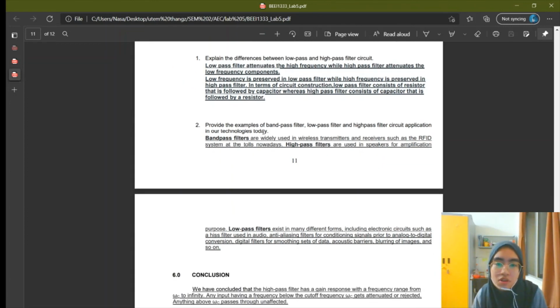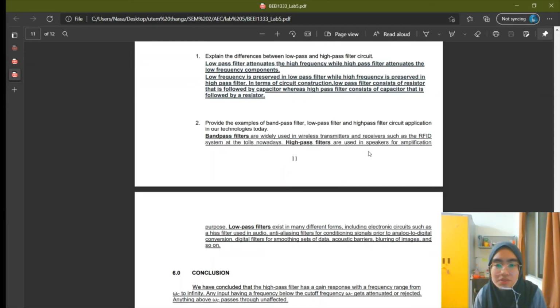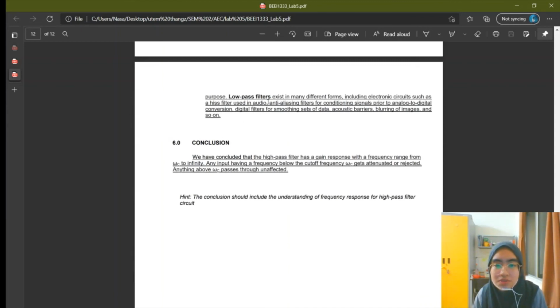So the examples of band pass filter, low pass filter, and high pass filter circuit applications in our technologies today. The band pass filters are widely used in wireless transmitters and receivers, such as the RFID system at the tolls nowadays. And the high pass filters are used in speakers for amplification purposes. Low pass filters exist in many forms, including electronic circuits such as the hiss filter used in audio, and aliasing filters for conditioning signals prior to analog to digital conversions, digital filters for smoothing sets of data, acoustic barriers, blurring of images, and so on.